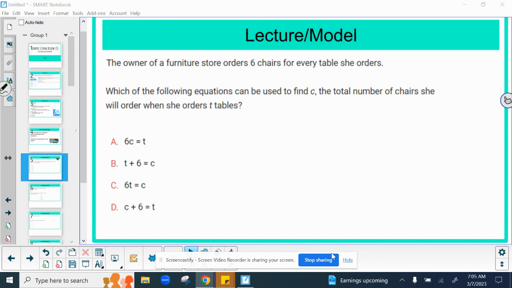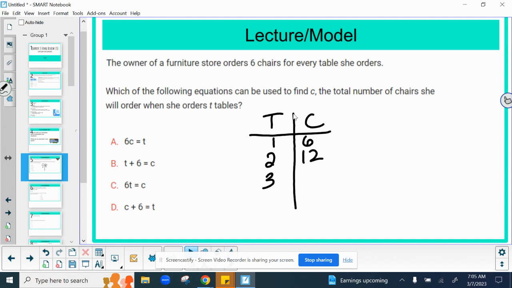All right, so let's look at this. The owner of a furniture store sells 6 chairs for every table she orders. Which of the following equations can be used to find C, the total number of chairs she orders when she orders T tables? All right, I like to think about when in doubt, make a chart. So 6 chairs for every table. Let's make a table and chairs chart. For one table, there are 6 chairs, which means for 2 tables, there are 12. For 3 tables, there are 18, and so on.